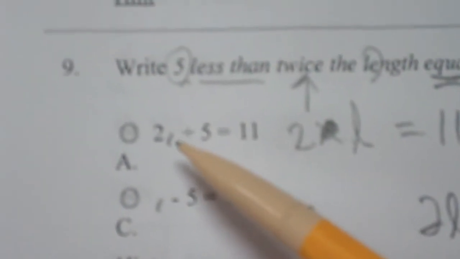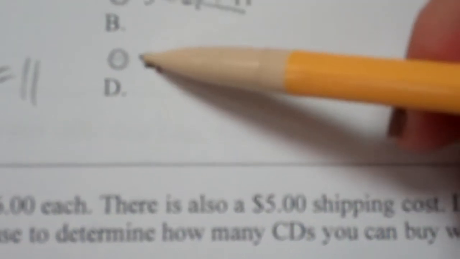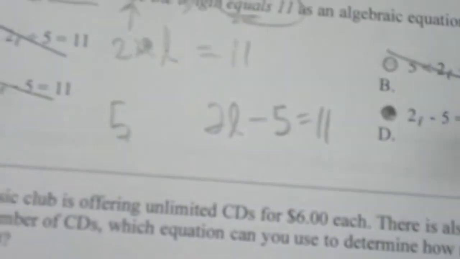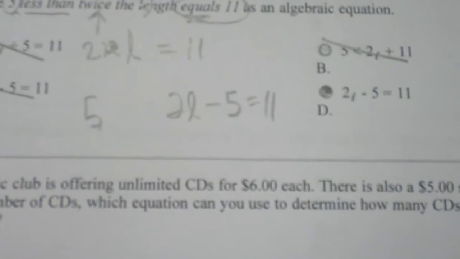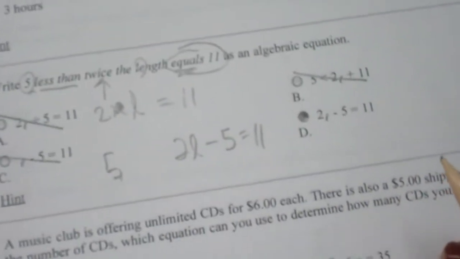And I'm looking for that. 2 times L divided by 5? No, because twice as many, that's not my choice. L minus 5? No, because I have twice as many, that's not my choice. 5 less than 2L plus 11? No, because I know that it has equals 11, so that's not my choice. 2 times L minus 5 equals 11. Notice how I did the math first before I looked at the answers in my multiple choice and found my answers. Okay?